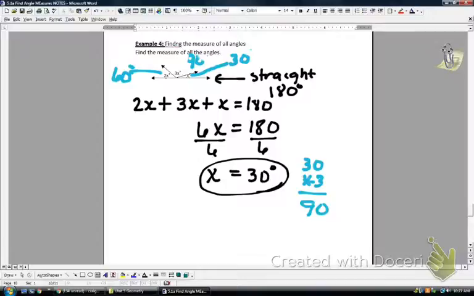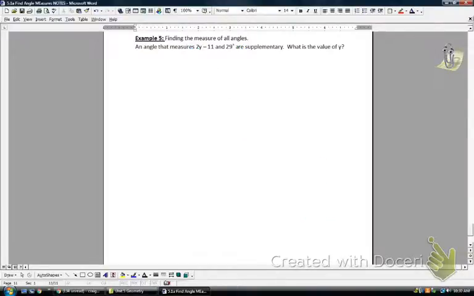Alright, so notice how we use algebra to solve for x, and then we go back up and find the measures of each of the angles in the picture. Alright, my last example says finding the measure of all angles. An angle that measures 2y minus 11 and 29 degrees are supplementary. What is the value of y?